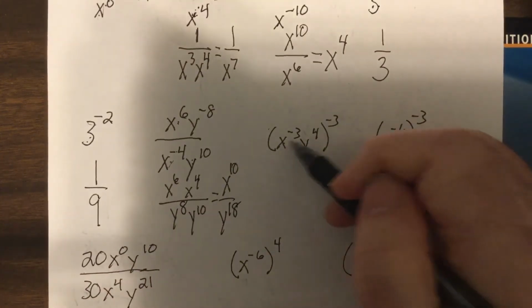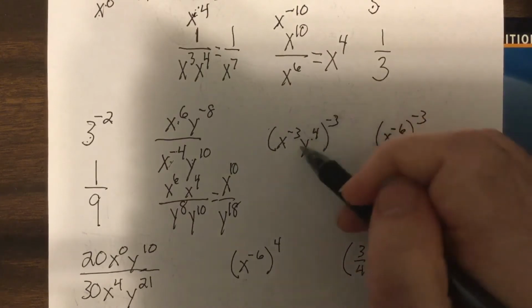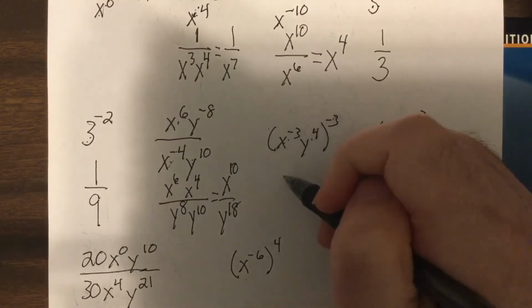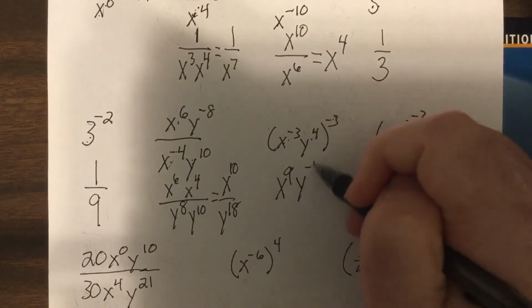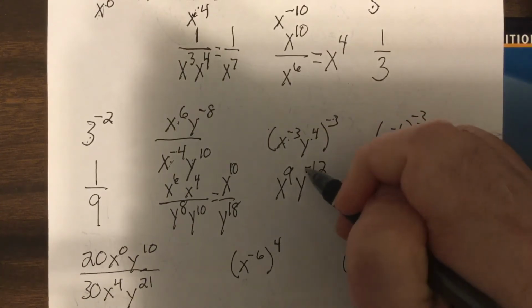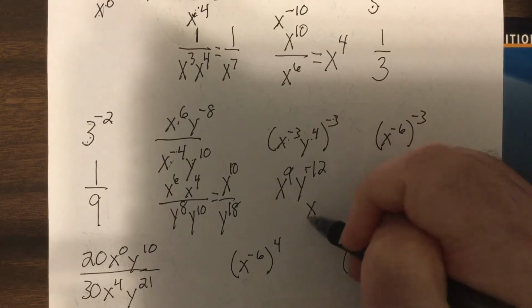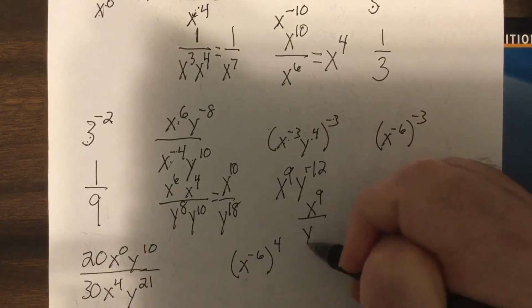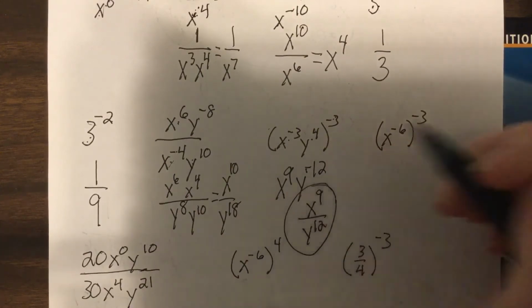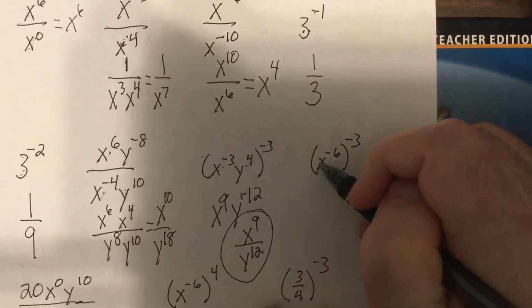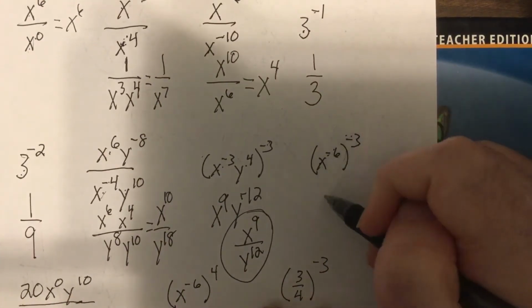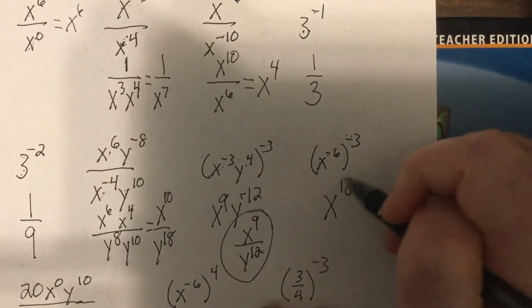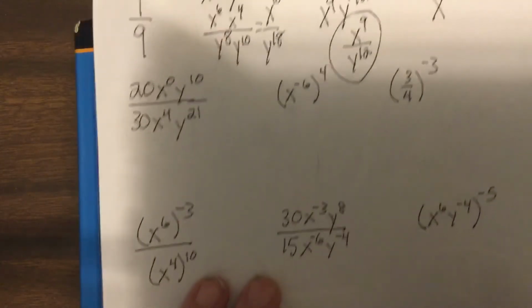Law of exponents: when I have a product raised to a power, I raise each one. So negative 3 squared is 9. This would be y to the negative 12. Oh, I see a negative. Move it. This one, I have a base raised to a power, raise the whole thing to another power. So negative 6 times negative 3 is x to the 18th. No more negatives, so no moving.